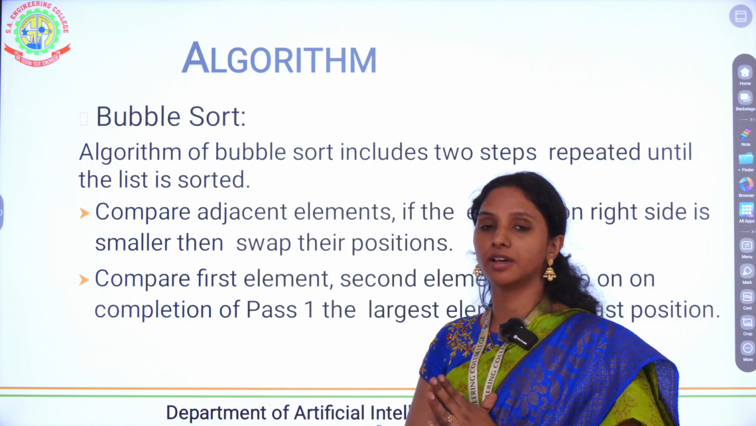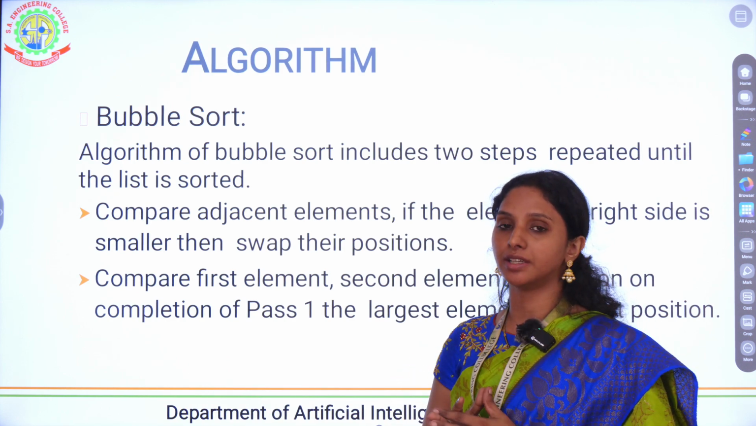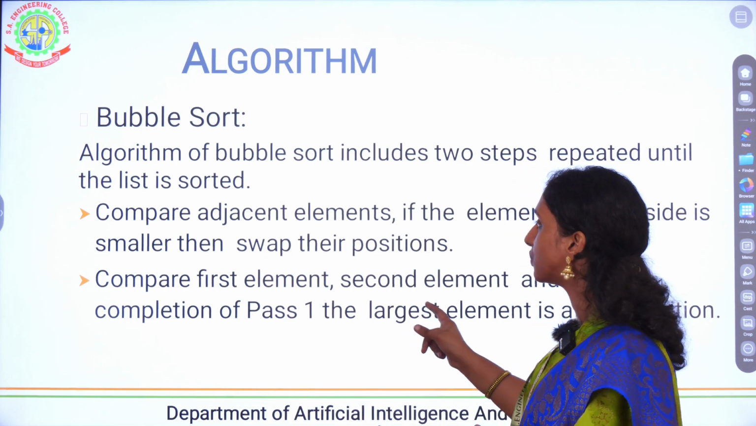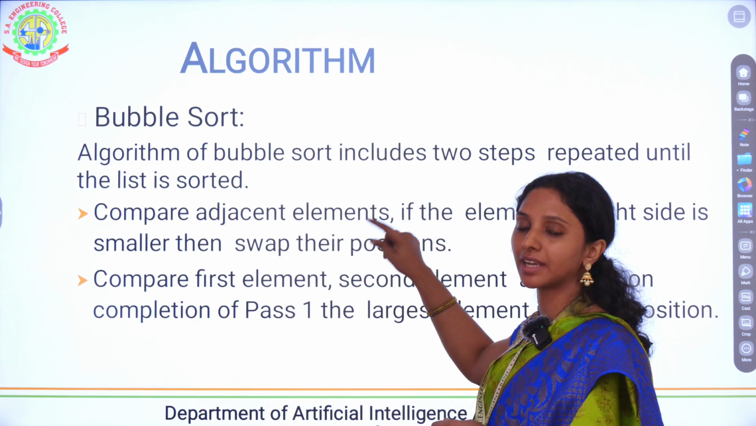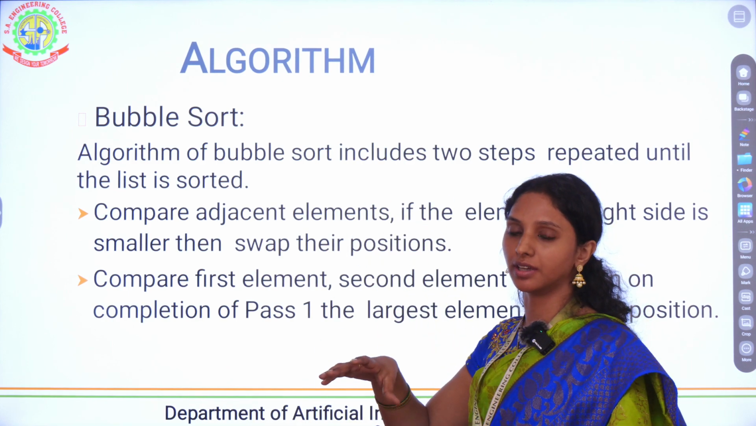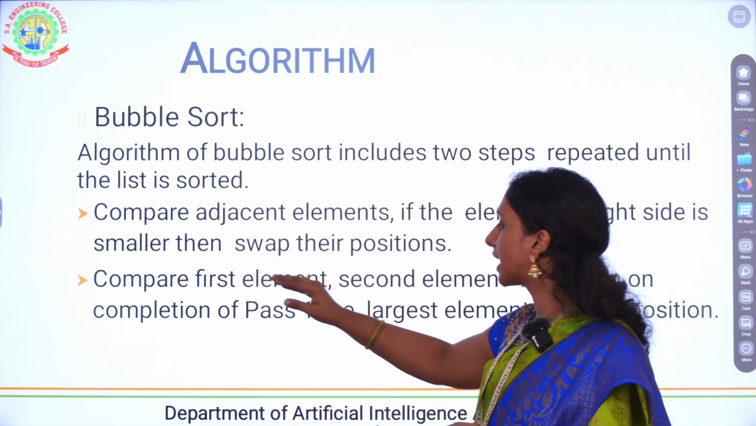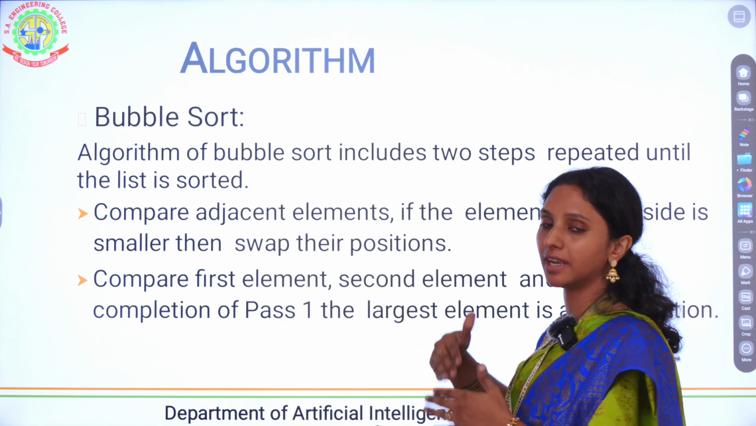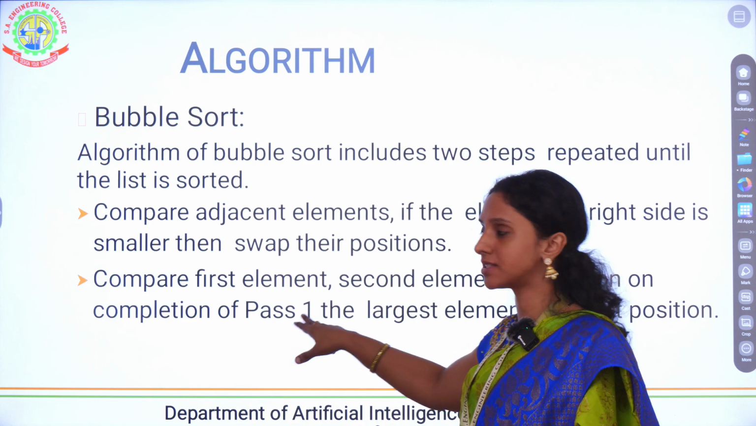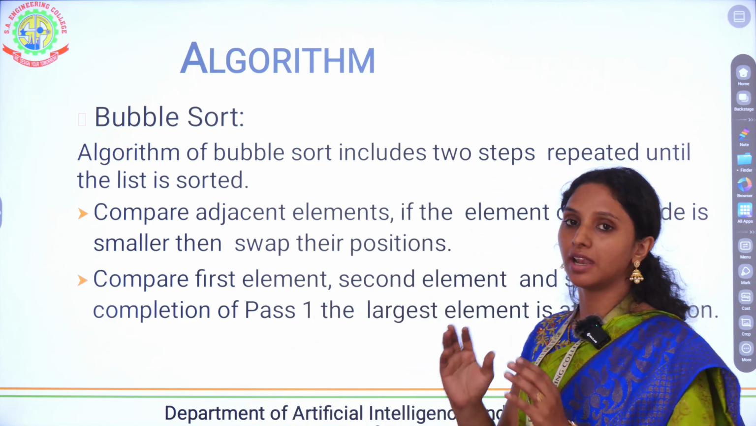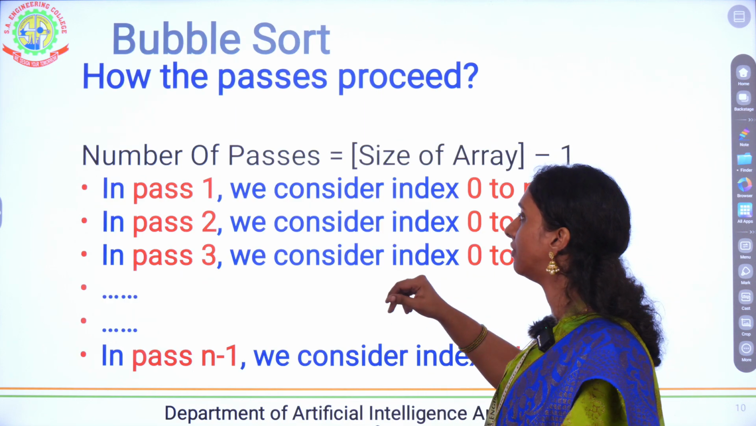And also when we are talking about bubble sort, the algorithm mainly proceeds with two steps. The first one is we have to compare the adjacent elements, and if the element on the right side is smaller than the element on the left side, then the elements will get swapped. And the second thing is, compare the first element, second element, and like this the comparison of the elements will go on till the completion of the first pass, ending up with the largest element in the last position. Now let us see the working example of bubble sort.